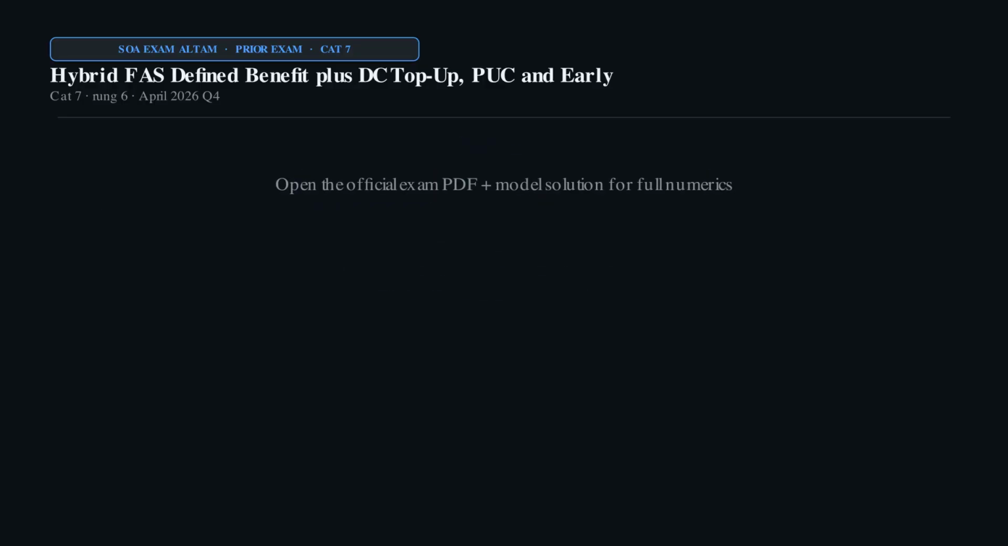Use the official sitting PDF and model solution for the full numeric walkthrough. Then climb the next rung in this category.